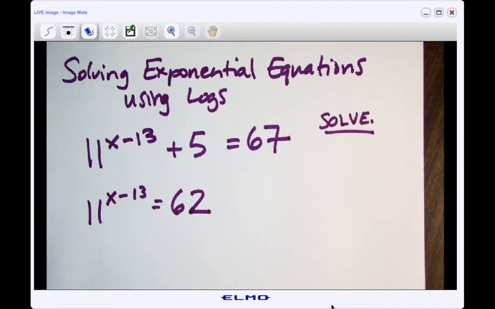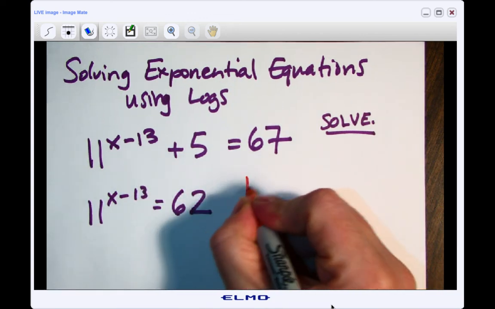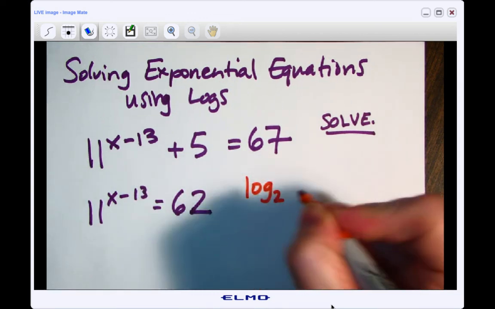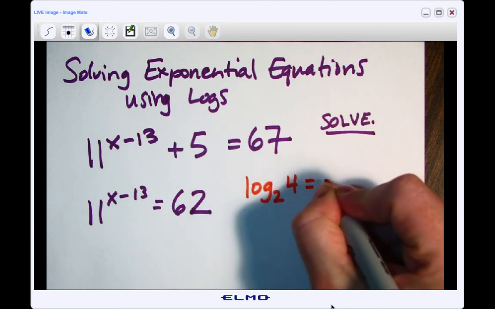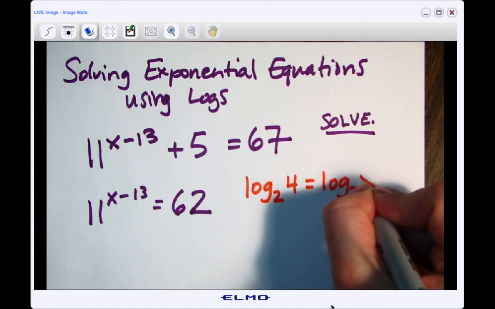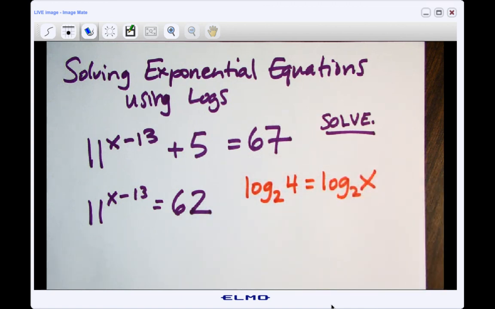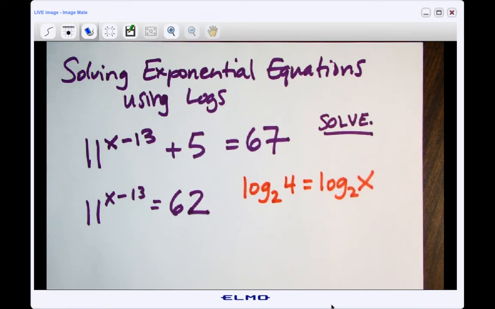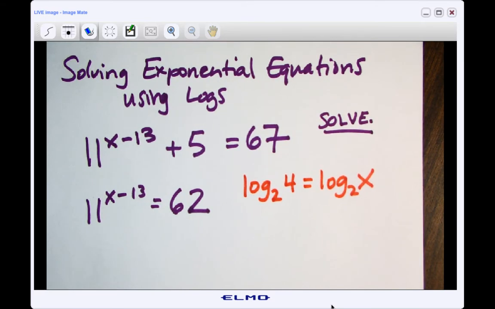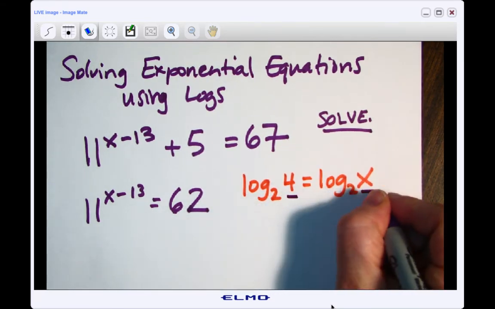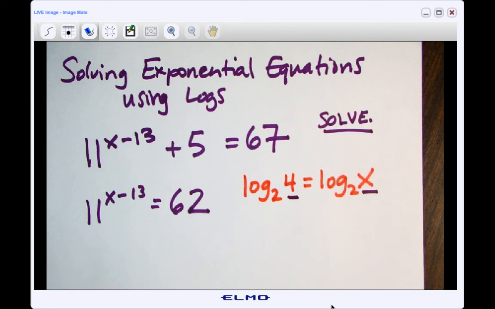So let's talk about the idea that we are going to use. Over here, I'm just going to write something else. Let's say log base 2 of 4 is equal to log base 2 of x. If I had something like this, hopefully you would agree with me that x must be equal to 4 here because everything else looks the same.